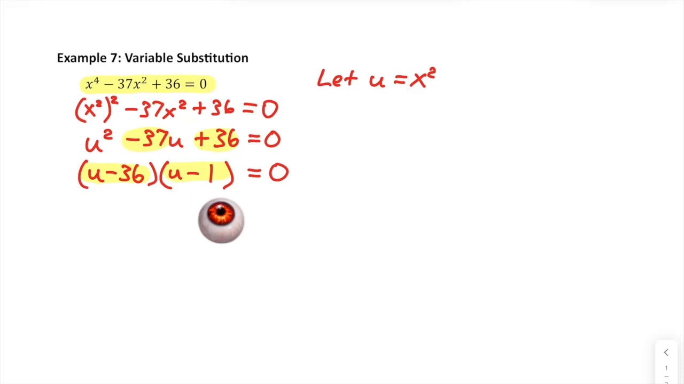But nobody cares about u. The variable in the problem that we were given is x, so that's what we need to solve for. And in order to do that, we need to change u back to x squared, which gives us x squared minus 36 times x squared minus 1 equals 0.